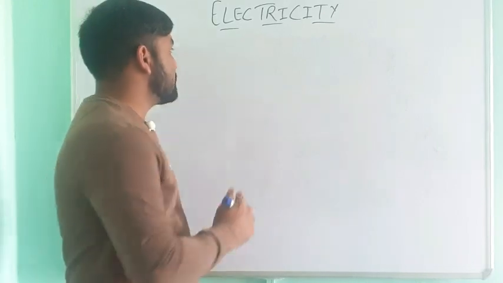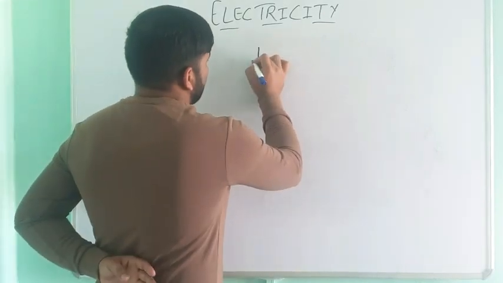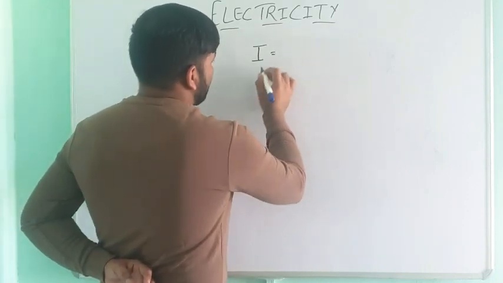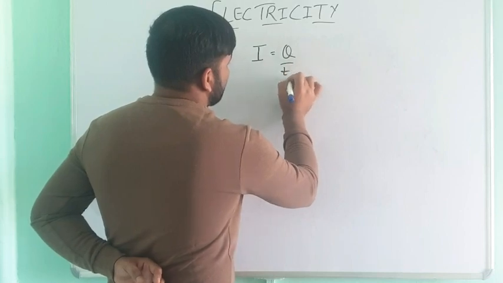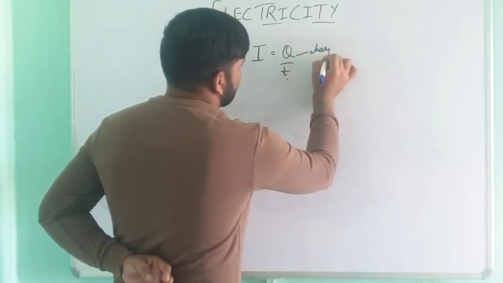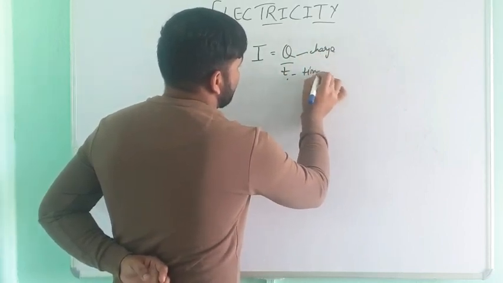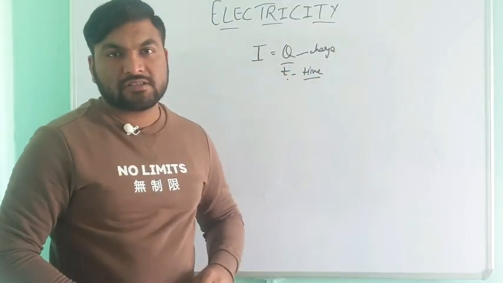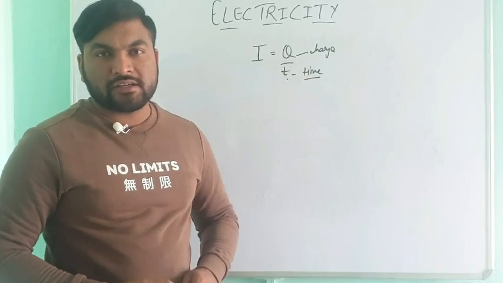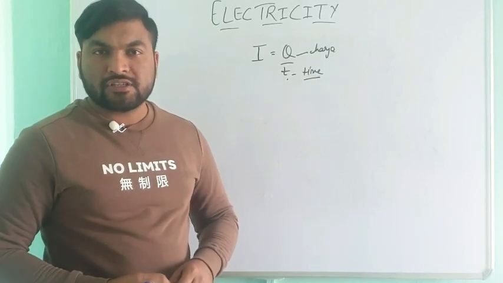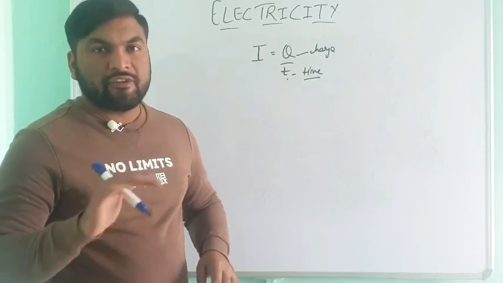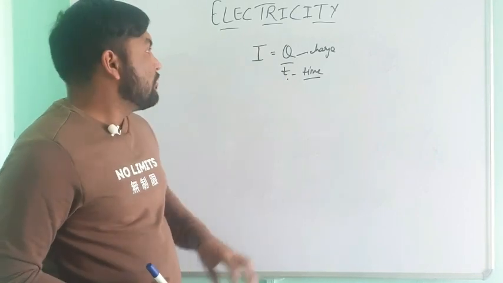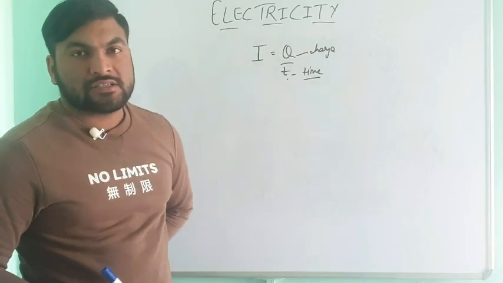It can be expressed as: electric current is denoted by the symbol I, and we can write I is equal to Q by T. Here Q is the charge and T is the time. So what is charge? It is a physical quantity of a matter due to which it experiences force when placed in an electric field or magnetic field.